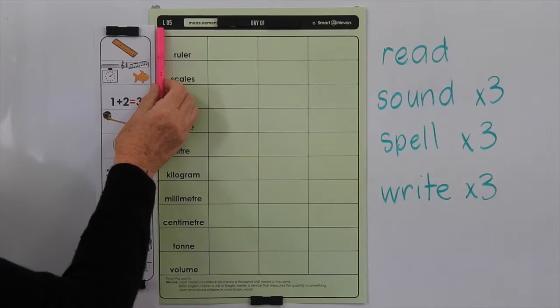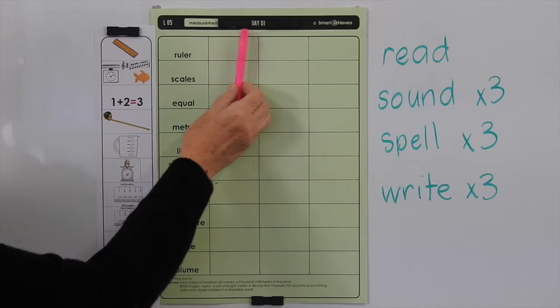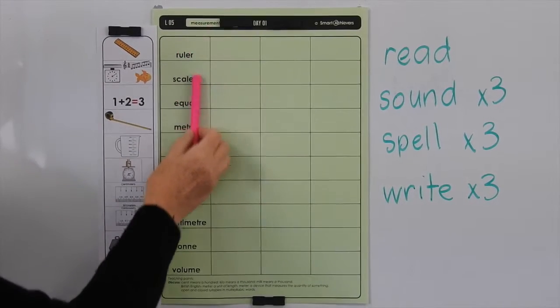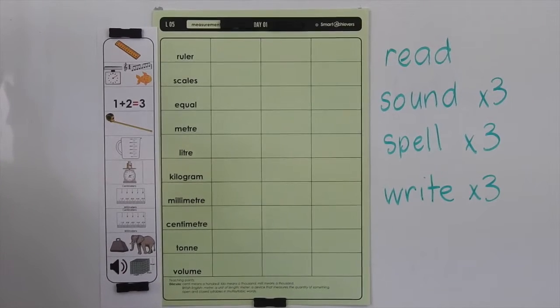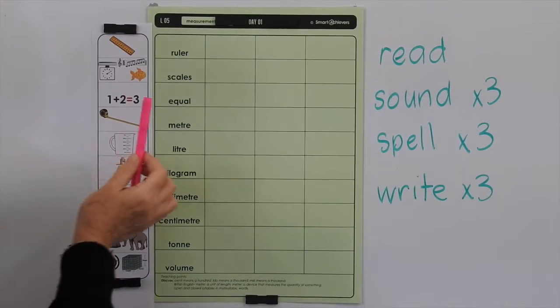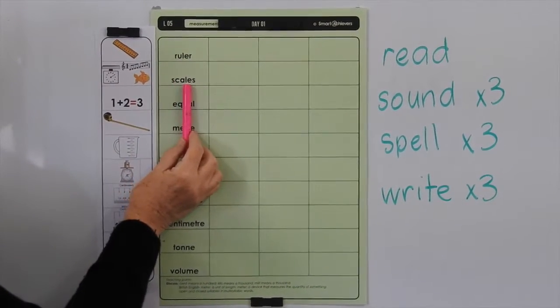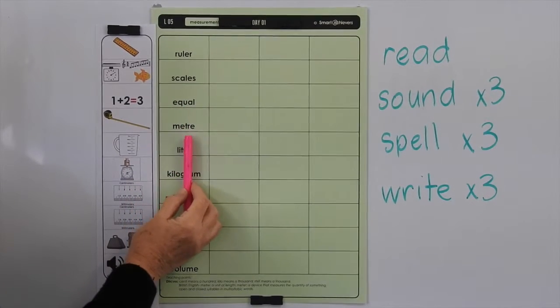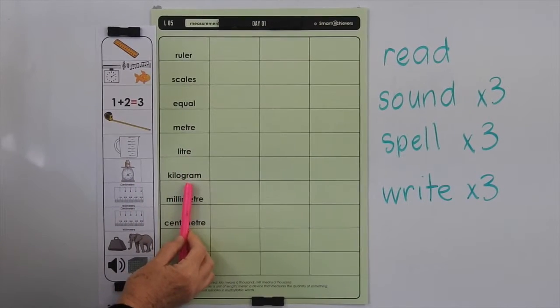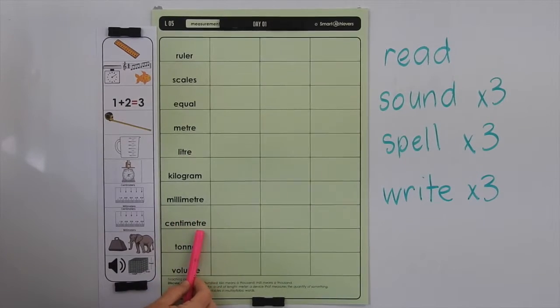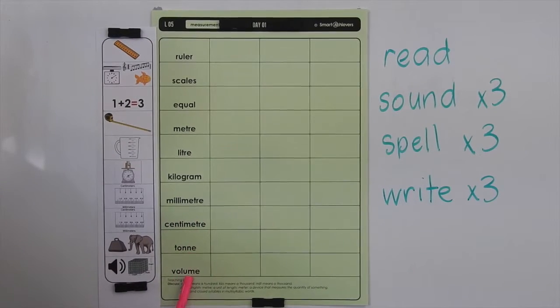This is level L, list 5, and we're doing day 1. These words are all measurement words that you need for math, so you need to be able to spell these words correctly. We've got ruler, scales, equal, meter, litre, kilogram, millimetre, centimetre, tonne, and volume.